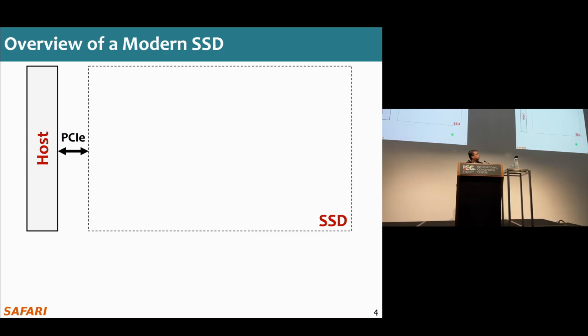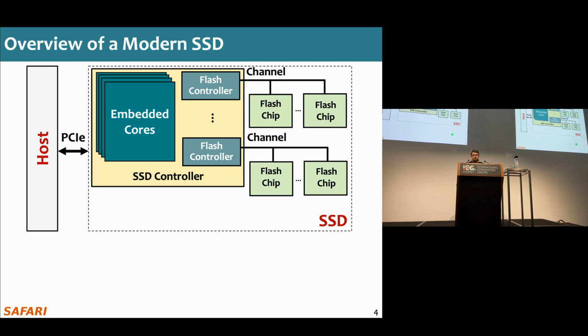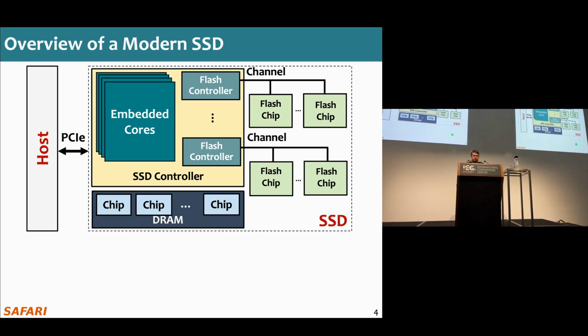So this is a very high level overview of a modern SSD. As many of you know, the SSD consists of an SSD controller, which has multiple embedded cores, and it has flash controllers which communicate with the flash chips via shared channels. There's also a DRAM component which is used for storing recently accessed data and part of the address mapping table.